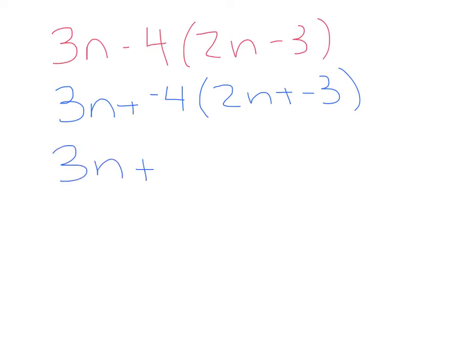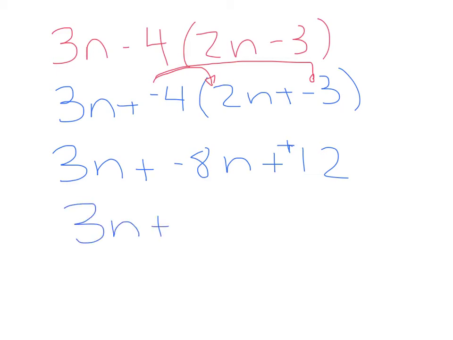3n plus negative 4 times positive 2 gives you negative 8n, plus negative 4 times negative 3 gives you positive 12. I'll put a little plus sign up there to remind you that it was positive 12. And if you were to simplify this directly, you would get 3n plus negative 8n plus 12. And then you can collect your like terms of 3n and negative 8n.